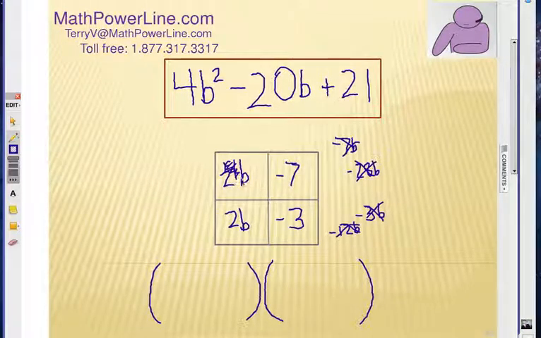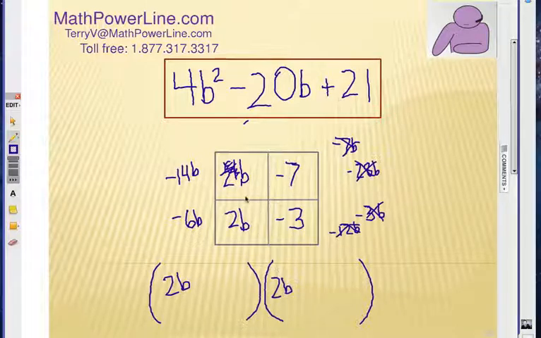Well, so what is 2b times negative 7? Negative 14b. Alright, what is negative 3 times 2b? Negative 6b. And yes, when we add those together, that will give me my middle term that I'm looking for, negative 20b. So, again, I place my 2b in both directions.